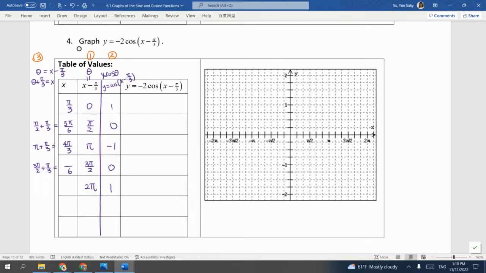So 3 pi over 2 is like 3 times 3, so 9. Is it 9 pi over 6? Plus 1, is it 2 pi over 11 pi over 6? Yes, 11 pi over 6, right, everybody? Next, 2 pi plus pi over 3 is 7 pi over 3? Okay, those are the x values.